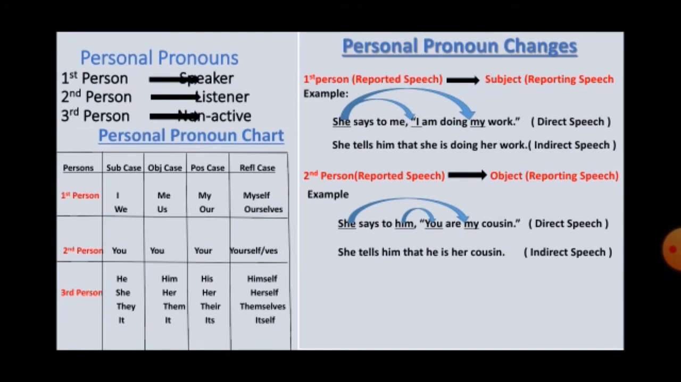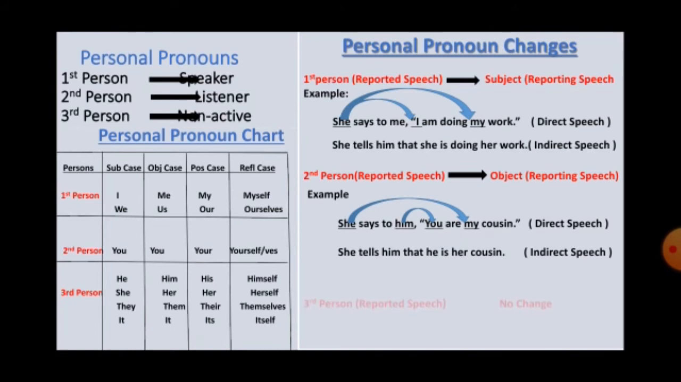Okay, so in place of "you", the second person is changed according to the object, which is "him". "Him" is the objective case but "you" is the subjective case, that's why I have put "he". So "him" in the subjective case is "he". "Her": why have I put "her" here? Because "my" is first person, and first person is changed according to the subject of the reporting speech, that's why I have put "her". Okay, "her cousin".